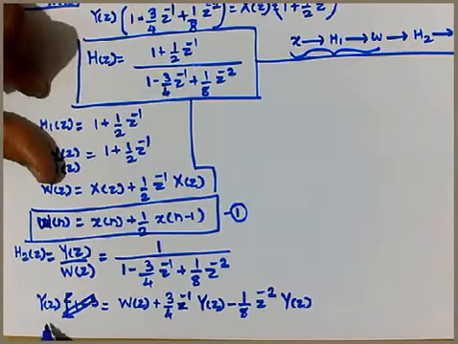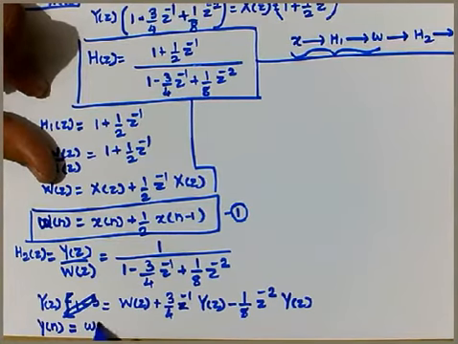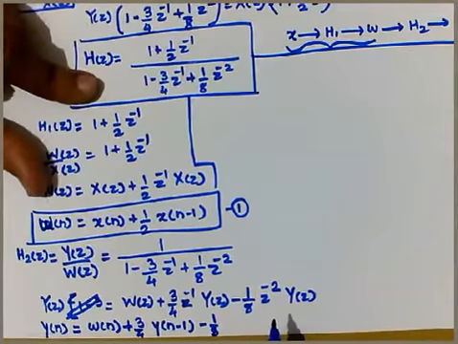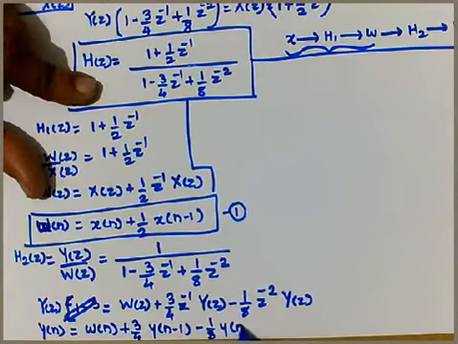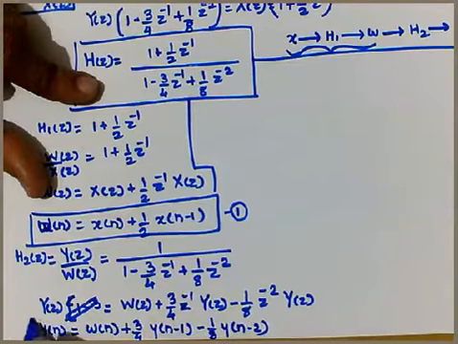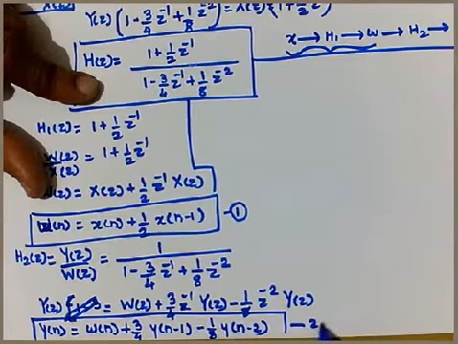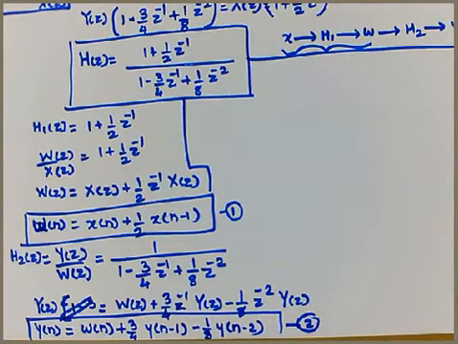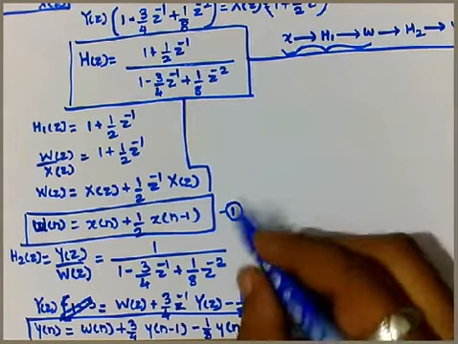Now from this, directly by taking the inverse z transform, Y(n) is equal to W(n) plus 3/4 Y(n minus 1) minus 1/8 Y(n minus 2). So this is equation number 2. Now once we have equations 1 and 2, we can easily obtain the all-zero system.